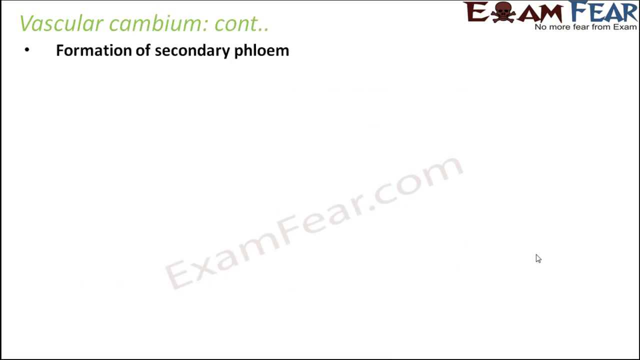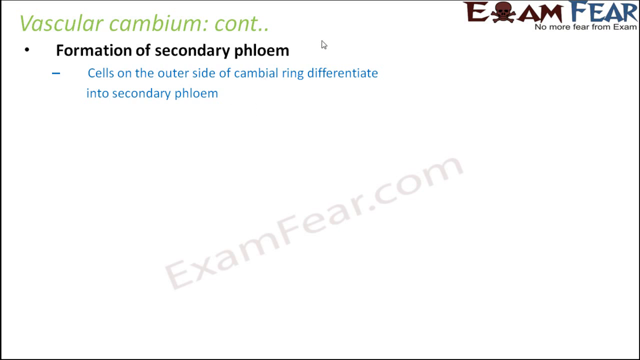What happens after this ring is formed? Then it starts now. This ring of cambium being meristematic in nature can form new cells on both sides, on the outer side as well as on the inner side. So this results in the formation of secondary phloem and secondary xylem. So whenever it forms cells on the outer side, what is there on the outer side of the cambium? Like each vascular bundle is something like this.